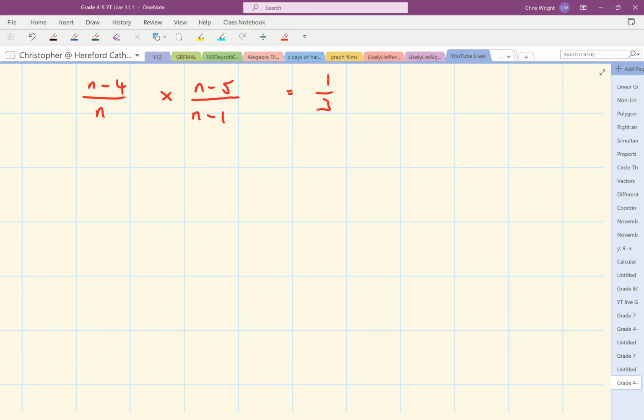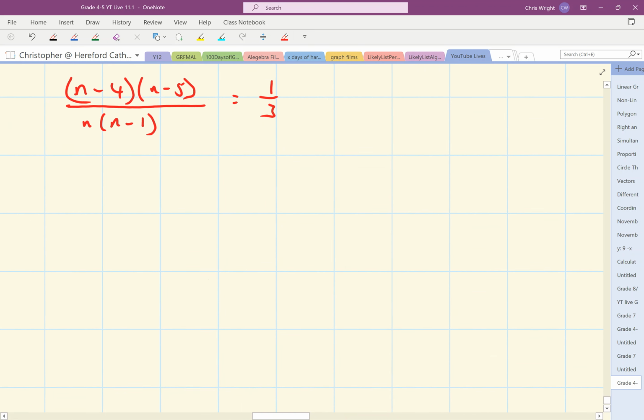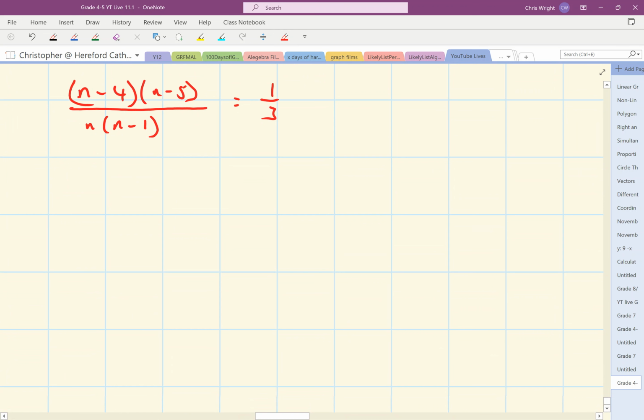On the left-hand side, we've got fraction times fraction. So I'm going to do the top times the top and the bottom times the bottom. And that equals a third. Now, it rather depends how you've learned to tackle equations like this. I'm going to multiply both sides by 3, which is going to leave me with 3 lots of n minus 4 times n minus 5 on the top on the left and 1 on the right. But I'm also going to multiply both sides by n lots of n minus 1. So my divided by n minus 1 will disappear from the left, and on the right I'll simply multiply by n lots of n minus 1.